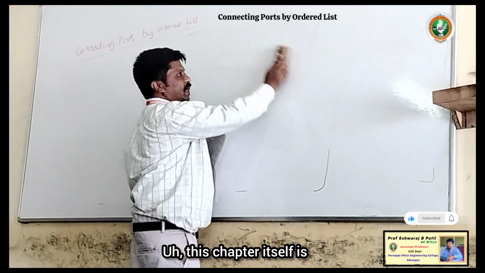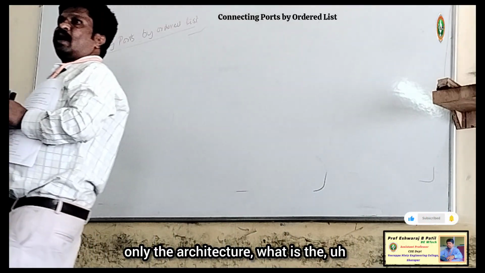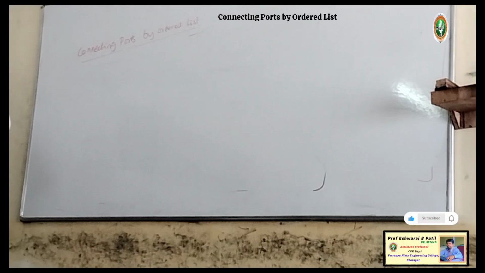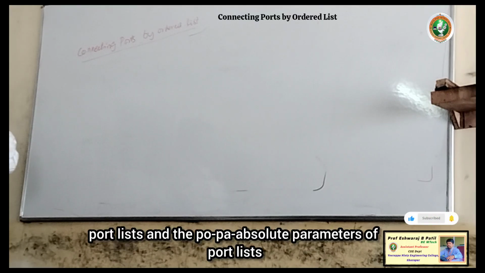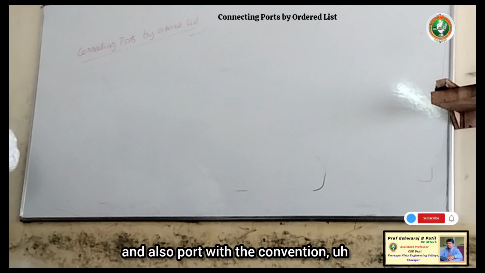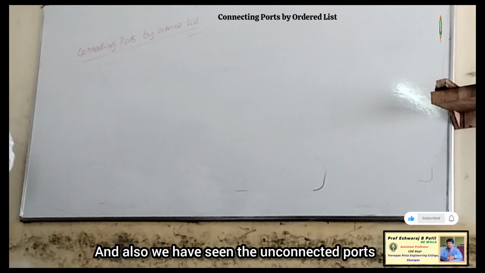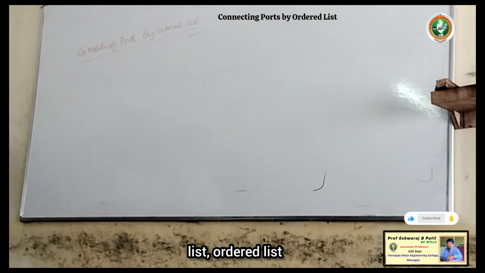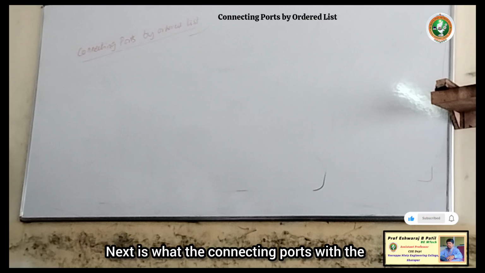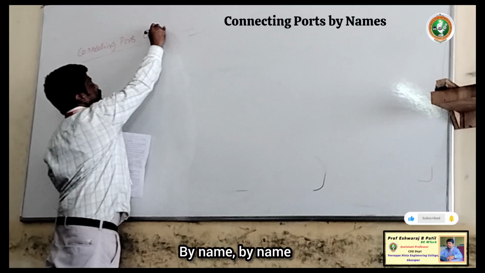This chapter itself is the module and the ports. We studied only the architecture, the blocks of the module we are seeing, and also ports. In this one, the ports we studied as port names, port lists, optional parameters of port lists, and also the naming convention of ports. Also we have seen unconnected ports, and the connecting ports by ordered list. Next is connecting ports by name.